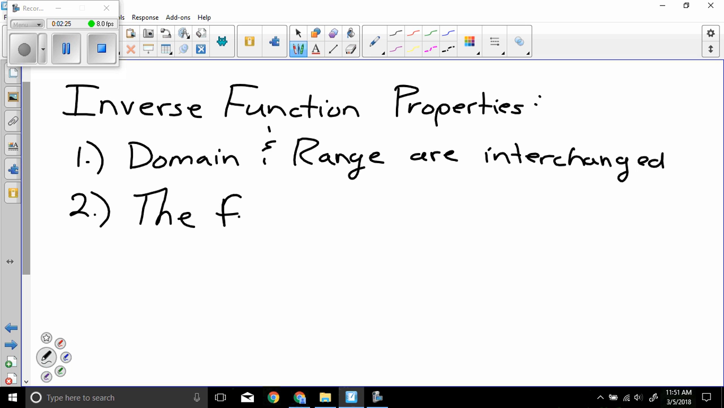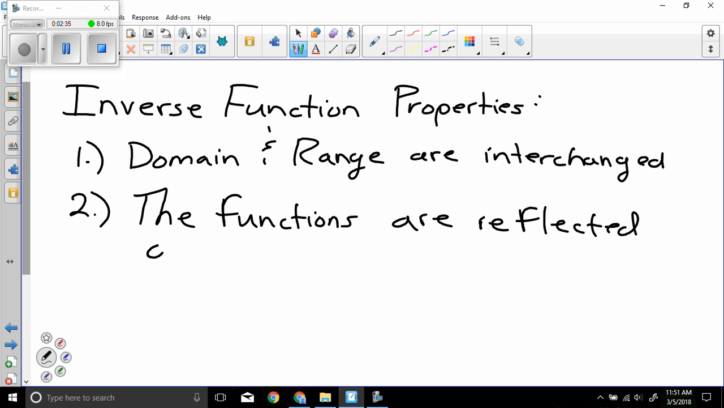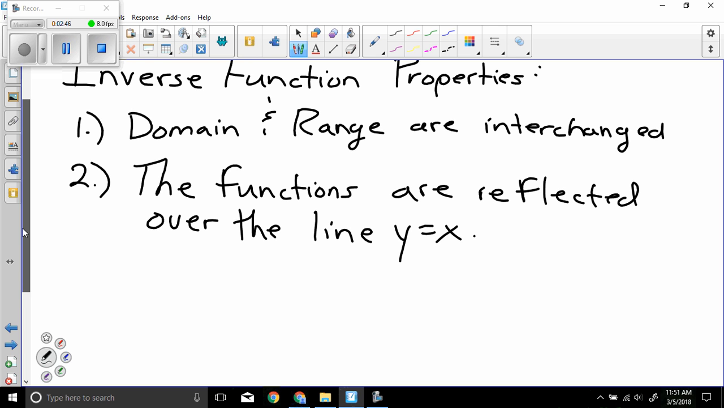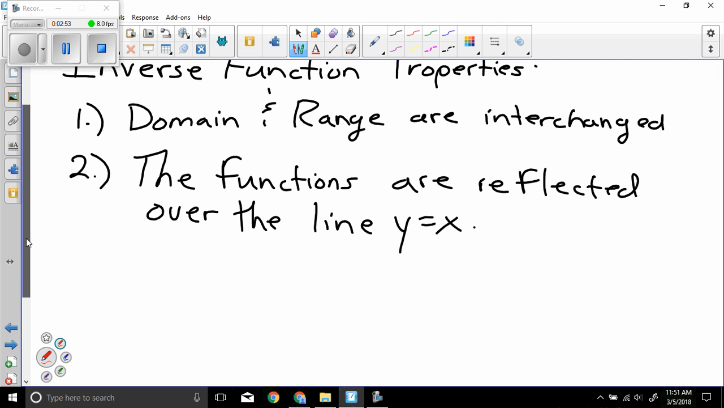The second property is the functions are reflected over the line y equals x. Now these two properties are very, very important because they help us create functions if we're given a certain set of points. Such as, so let's have an example here.